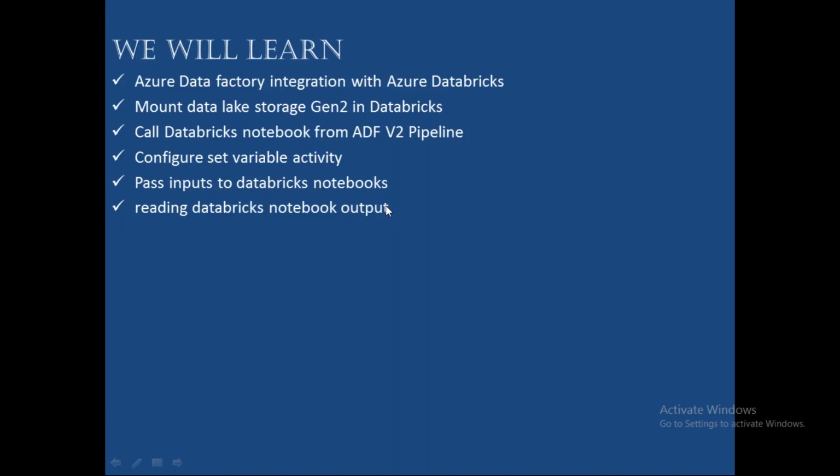So the Databricks notebook will execute and generate the output. That particular output, I want to read it from the data factory. So how can you read that particular output? We will see. Then configure the notebook activity. How you can call that particular Databricks notebook, we will discuss.